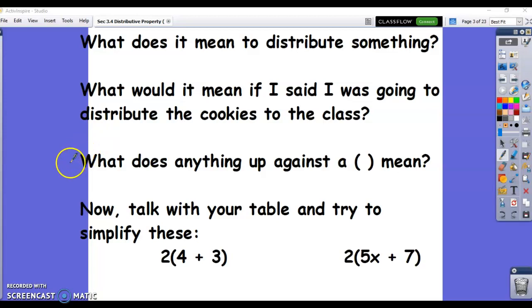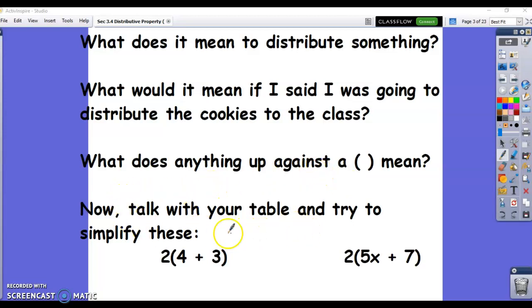Then this third question is, what does anything up against a parentheses mean? Hopefully you came up with the understanding or the discussion of anything within a parentheses can be evaluated separately, or potentially has its own value where you're supposed to figure out that value before moving on. And that's kind of the direction that we're going to go with today's lesson.